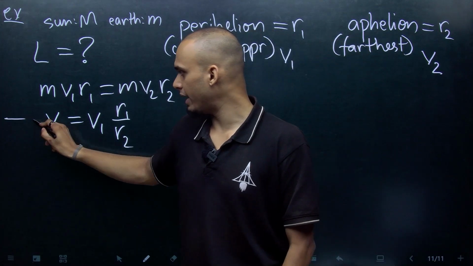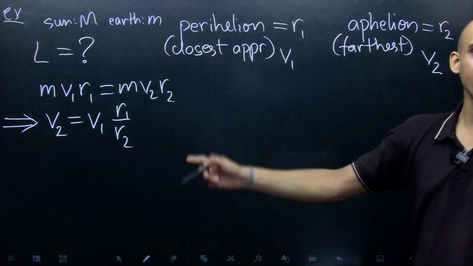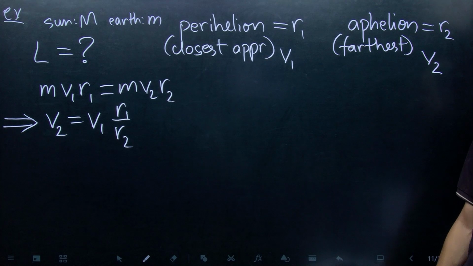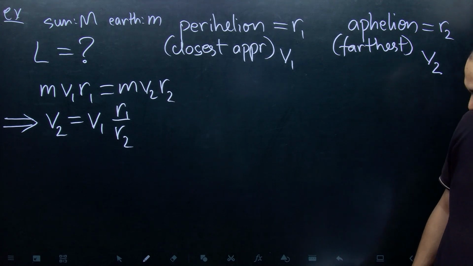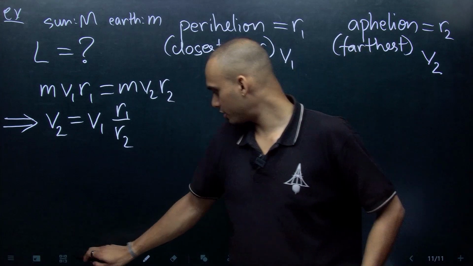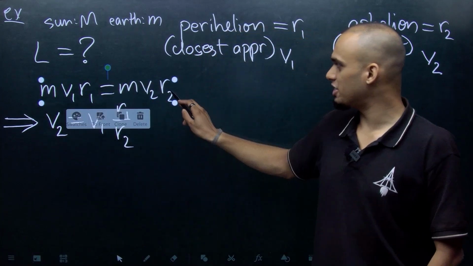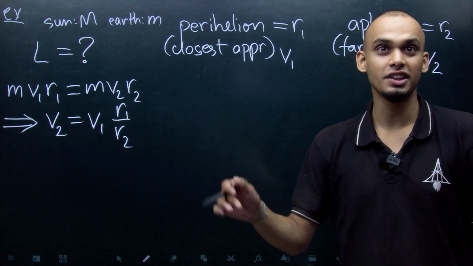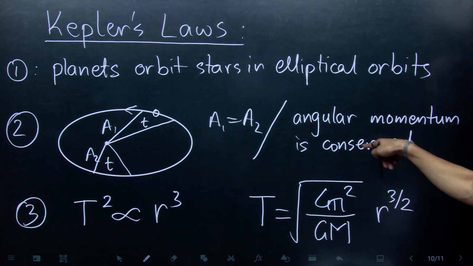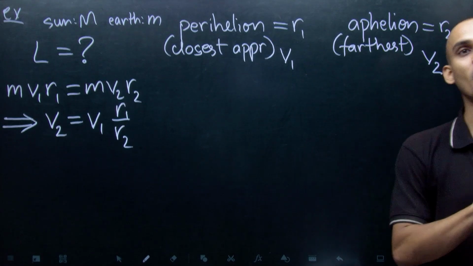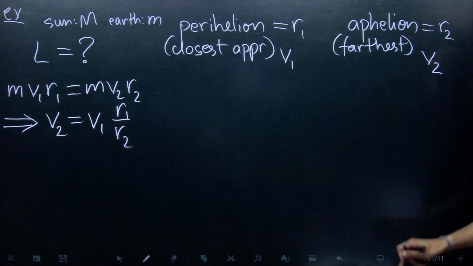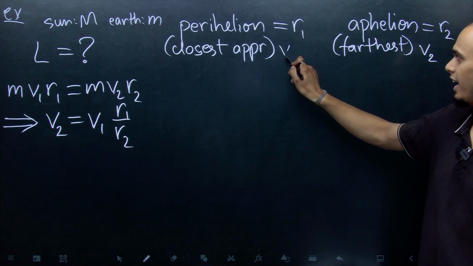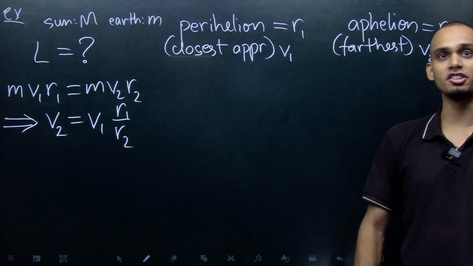Everyone understood this? Simply by conserving angular momentum according to Kepler's second law, we get the relation between the velocities at aphelion and perihelion. But we also need to conserve energy, because energy in an orbit is always conserved. In planetary motion, angular momentum is conserved according to Kepler's law, but energy is always conserved, just like in a collision, where we conserved momentum only when external forces are 0, but energy was conserved always.